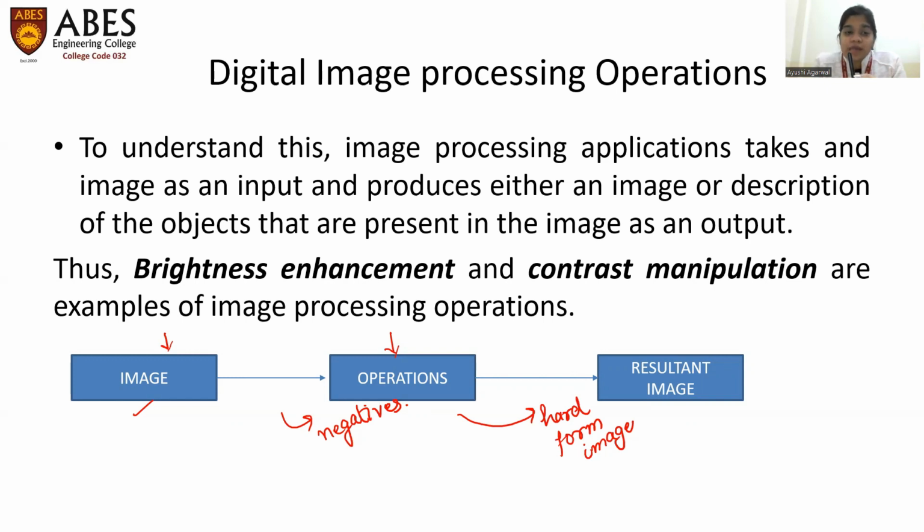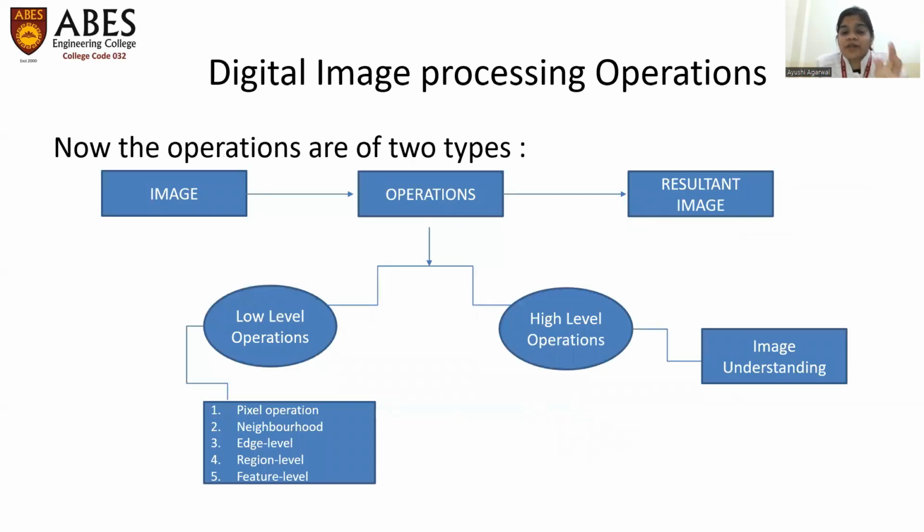Now, let us see one more example. When we go to a photographer's shop where we want to click a passport size photo, what that person basically does is click your photo, perform some operations on it, and then give you a good quality passport size photo. So when the person is enhancing the quality of that photo, he is performing some low level operations and some high level operations. So the operations performed on any image are of two types: low level operations and high level operations.